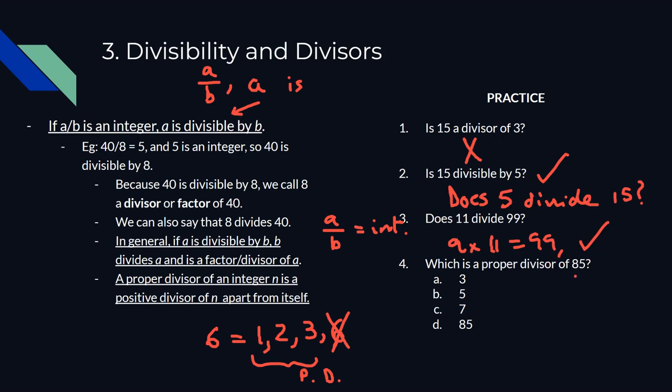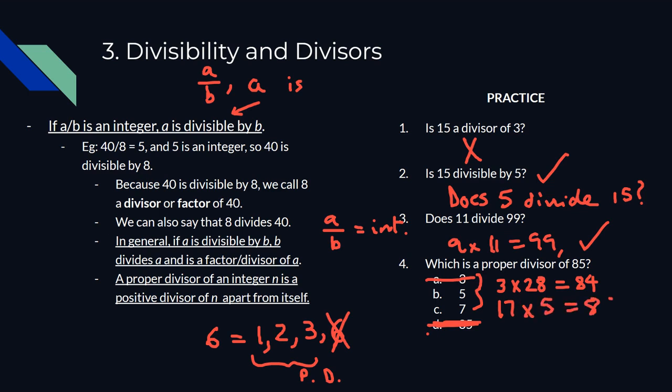Now, which is a proper divisor of 85? Right off the bat, we know it's not going to be D because that's 85 itself, so it's not a proper divisor. Out of these three, are any of them divisors of 85? Well, what about 3? 3 times 28 gives us 84, and 3 times 29 gives us 87. So 85 doesn't seem to be there, so it's not 3. What about 5? Well, 17 times 5 gives you 85.